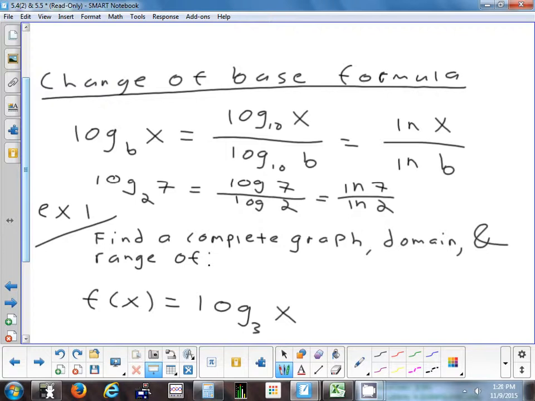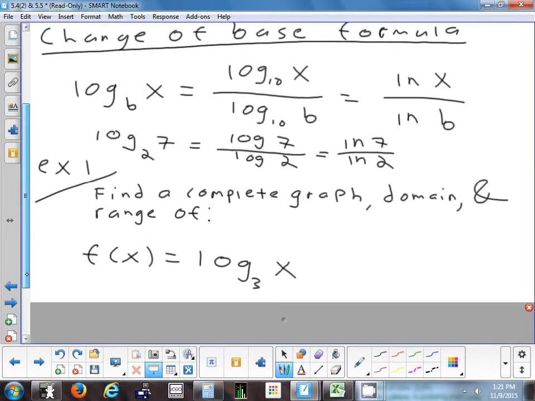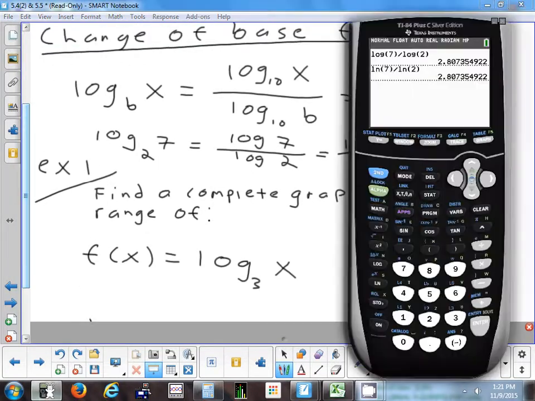So this one I want you to graph log base 3 of x, and then find domain and range. So how would I type that in? Log base 3 of x. Yeah, Corey?